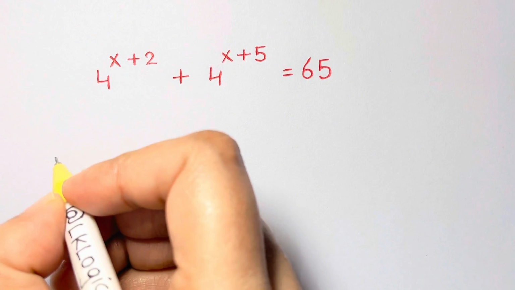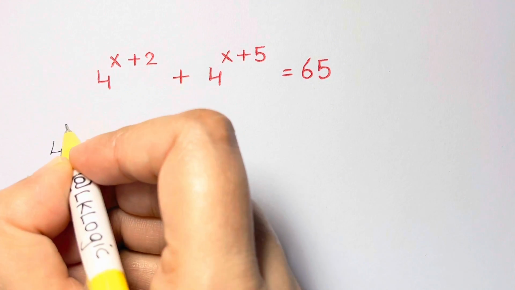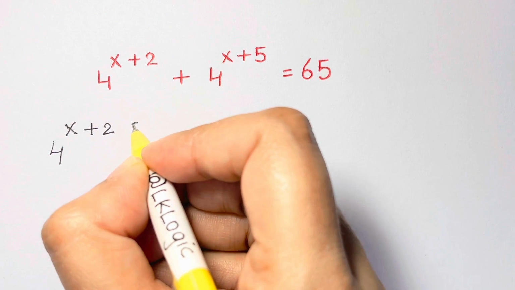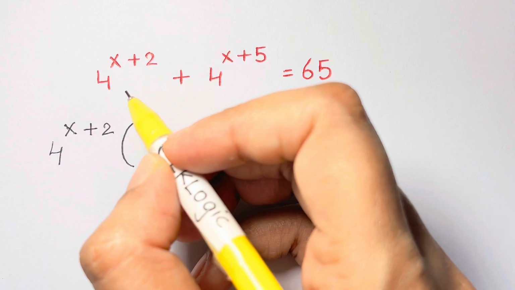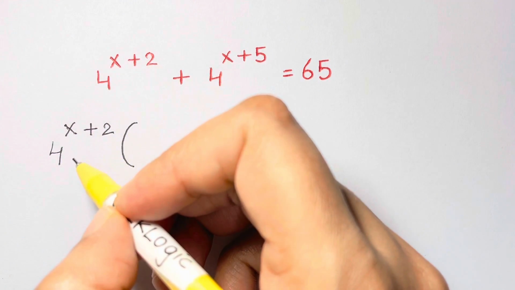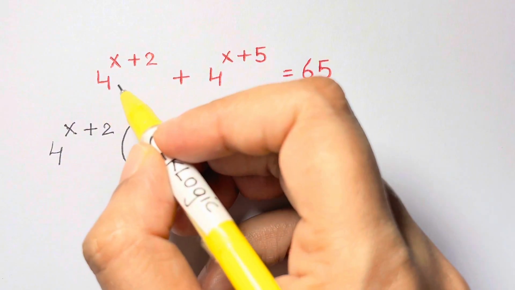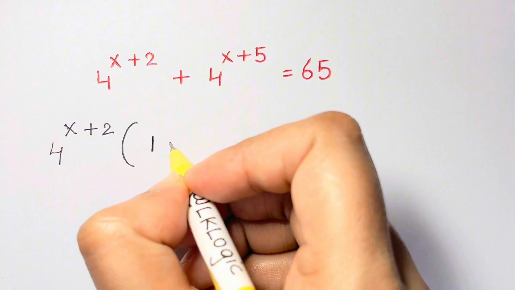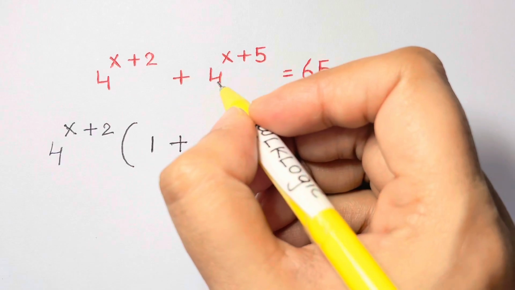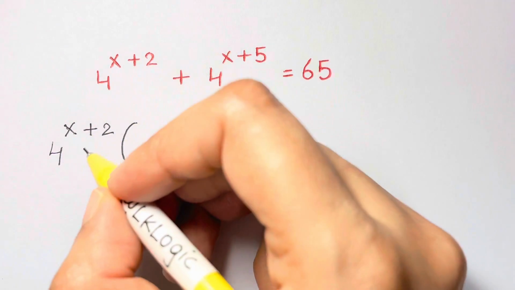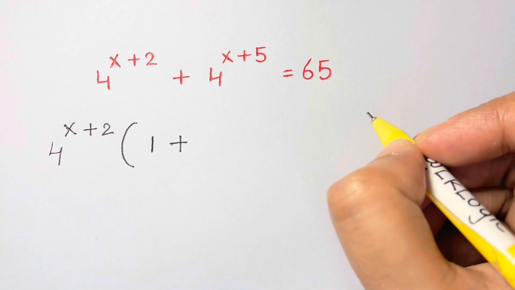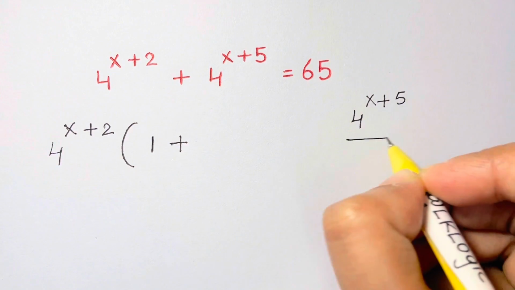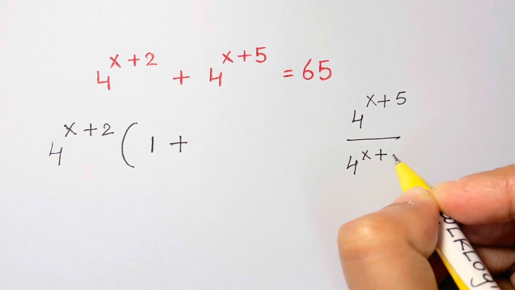So here I'm going to write 4 to the x plus 2 and then open up the parenthesis. Here I'm gonna divide 4 to the x plus 2 by 4 to the x plus 2 by itself, so it's 1. So we get a 1 here, and then the same sign which I get here, plus, and here I'm gonna divide 4 to the x plus 5 divided by 4 to the x plus 2. Let's do it here and check it out. 4 to the x plus 5 divided by 4 to the x plus 2.